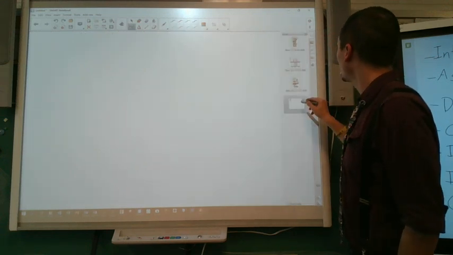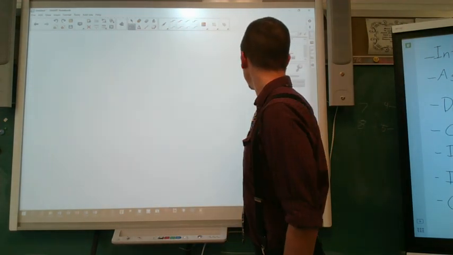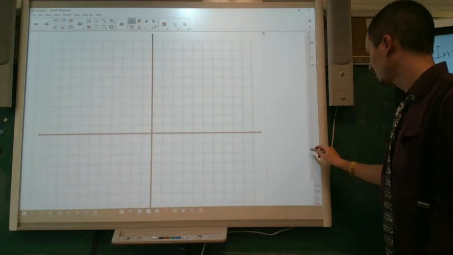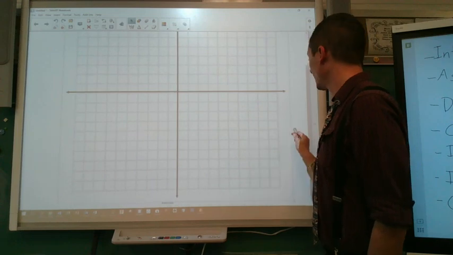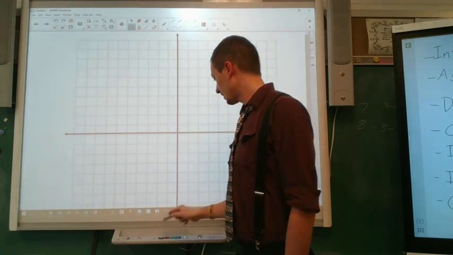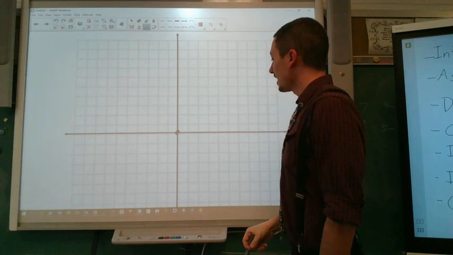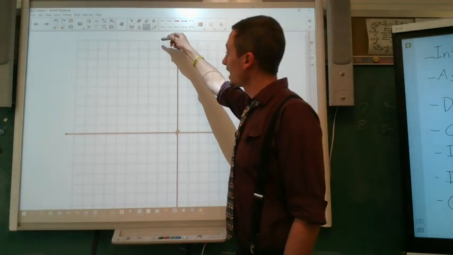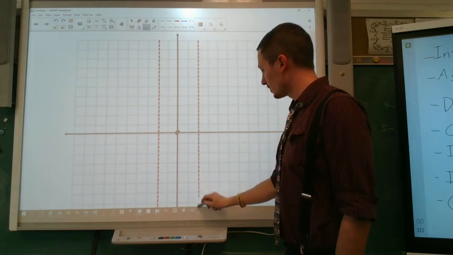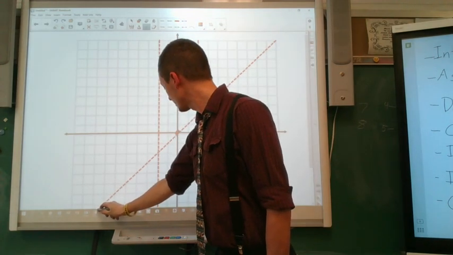Let's plot it. I need graph paper right there. Okay, cool. So some stuff that we have: the x and y intercept at the origin. We have a vertical asymptote at -2, and we have a vertical asymptote at +2, and we have a slant asymptote at y equals x.